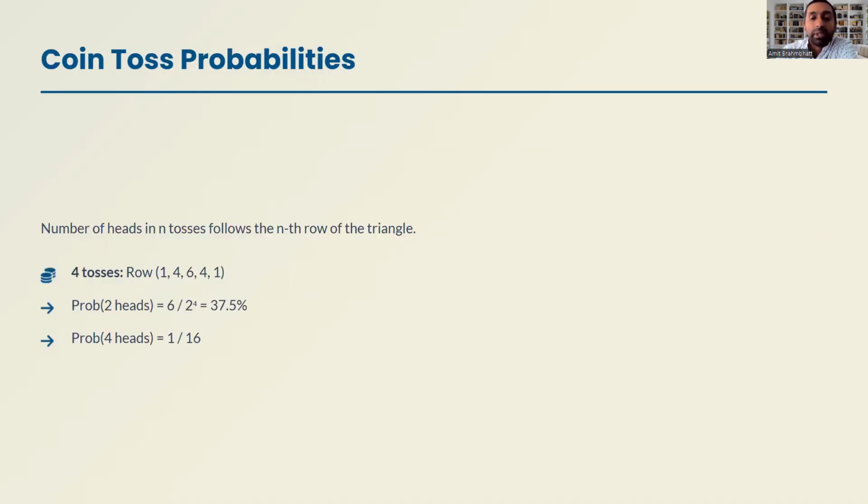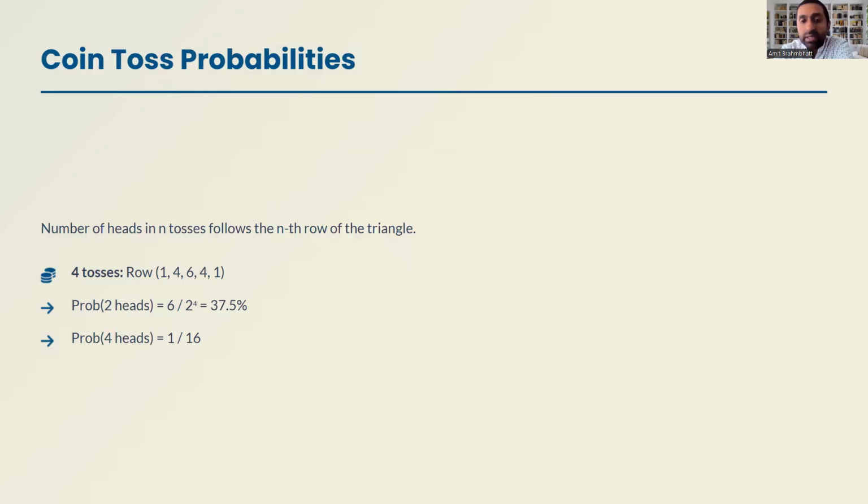Coin toss probabilities. Pascal's triangle is also an indispensable tool for calculating probability. If you toss a fair coin n times, the probability of getting exactly k heads is determined by the nth row of the triangle. For example, if you toss a coin 4 times, the total number of outcomes is 2 to the 4th, which is 16.